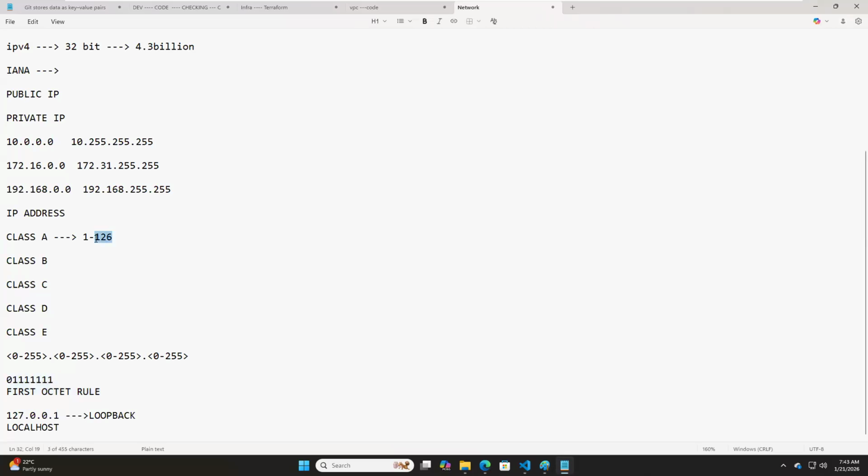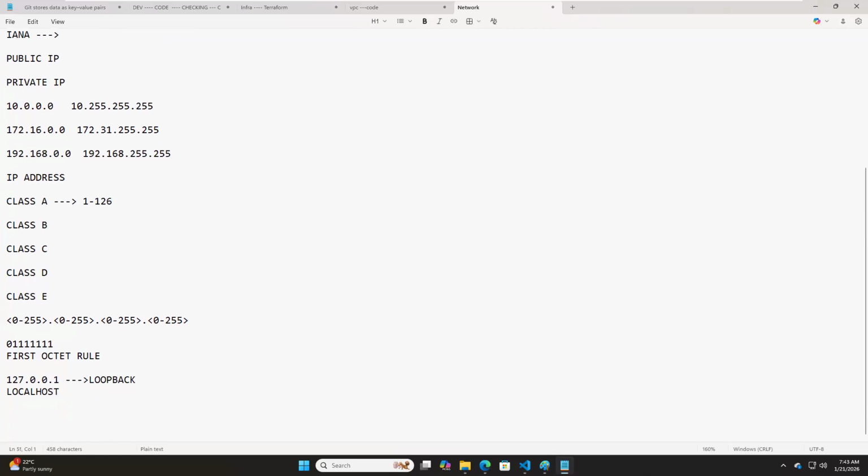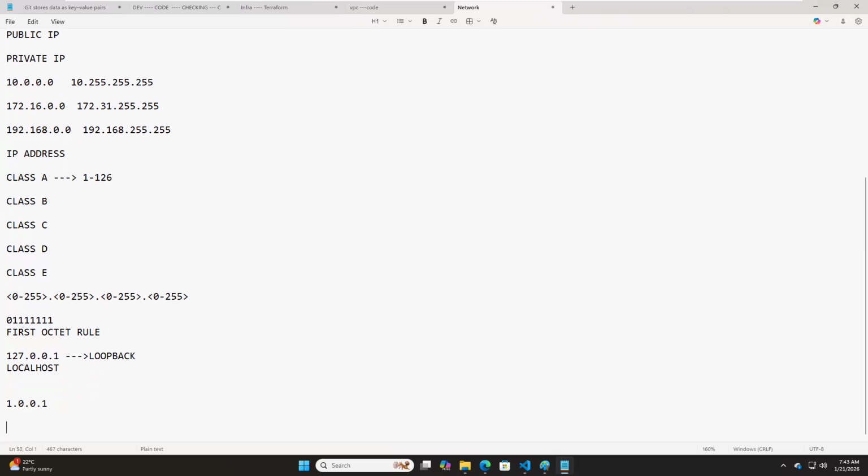Now for class A, even though the first octet rule says that the last number for class A is 127, we are not going to use 127 in the first octet. Any number that starts from 1, like 1.0.0.1, or something like 10.255.240.26, where the first octet starts with 10. 10 is a number that lies between 1 and 126, so that belongs to class A only. This is what the first octet rule says.